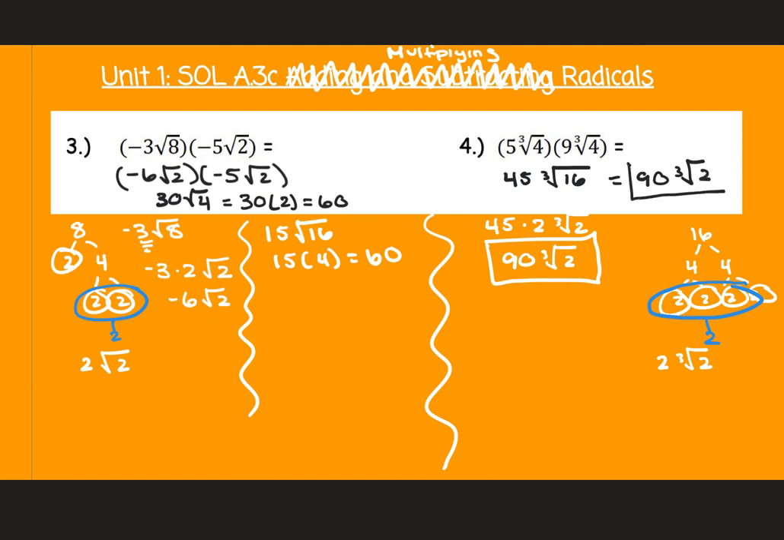So in this example, based off the cube root, we really couldn't do anything with that 4 because 4 only breaks down into 2 times 2, which we wouldn't have a group of 3. So in this case, we would go ahead and multiply and then simplify from there. All right?